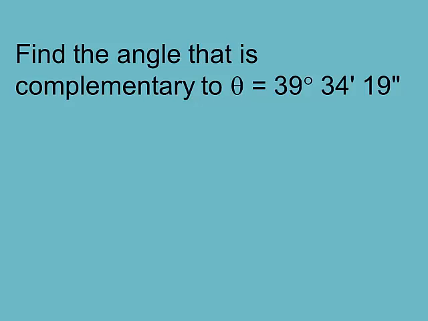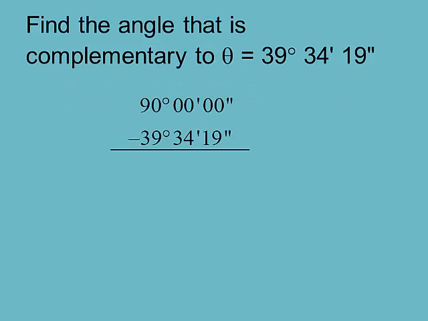So let's go ahead and look at this. Find the angle that is complementary, that's two angles that add up to 90 degrees, to 39 degrees, 34 minutes, and 19 seconds. So we're going to subtract this from 90 degrees, and we're going to have to do some borrowing to cover that 34 minutes and the 19 seconds. So the first thing we do is set it up here. We're going to subtract it from 90 degrees.